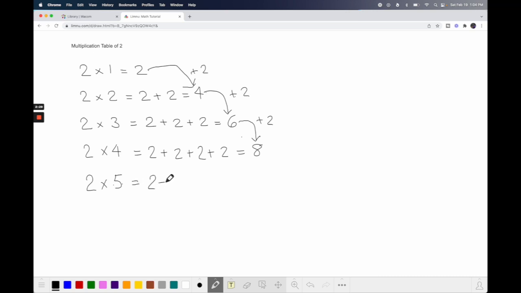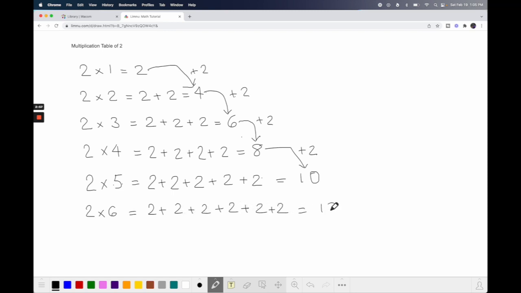That will be adding 2 five times. So 2 plus 2 plus 2 plus 2, 1, 2, 3, 4, 5. Okay. So that would be 10, right? So we're adding here plus 2. And let's go to 2 times 6. That would be adding 2 six times. In this case, 1, 2, 3, 4, 5, 6. That would be 12. And again, we have a difference of 2 here and so on.